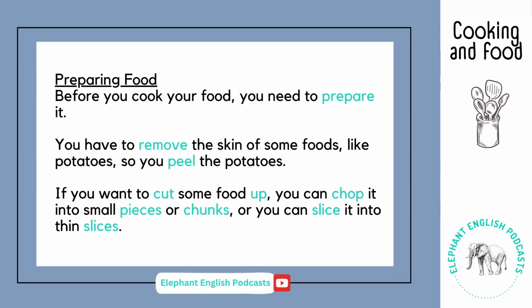But before you cook your food, you need to prepare it. You have to remove the skin of some foods, like potatoes. So you peel the potatoes. If you want to cut some food up, you can chop it into small pieces or chunks, or you can slice it into thin slices.